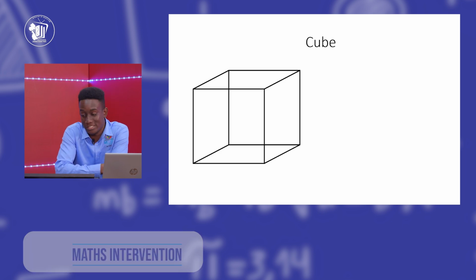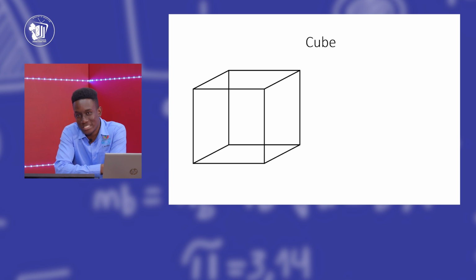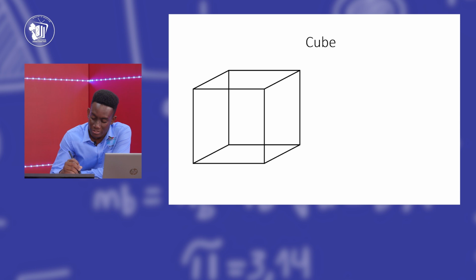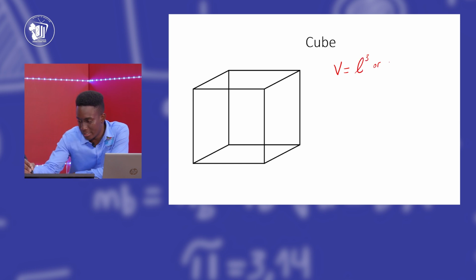The first one we want to look at is the cube. We know the cube is the 3D extension of the square, and just like with the square, all of the sides of the cube are equal. All of the surfaces of the cube are equal. So to find the volume of a cube, all you need is the length of one edge. And the formula to find the volume of a cube would be: volume is equal to L cubed, or length multiplied by length multiplied by length.